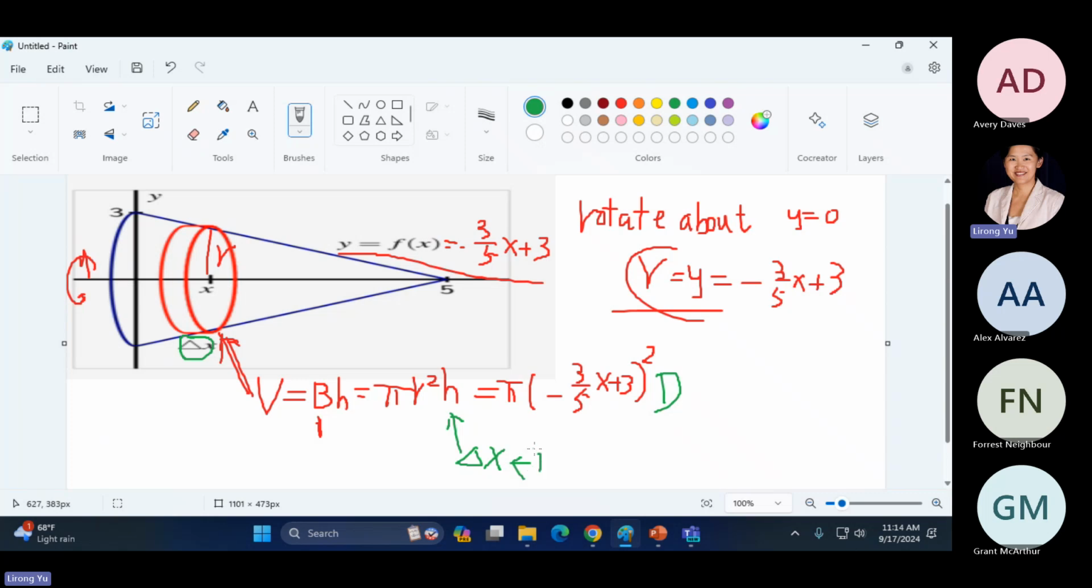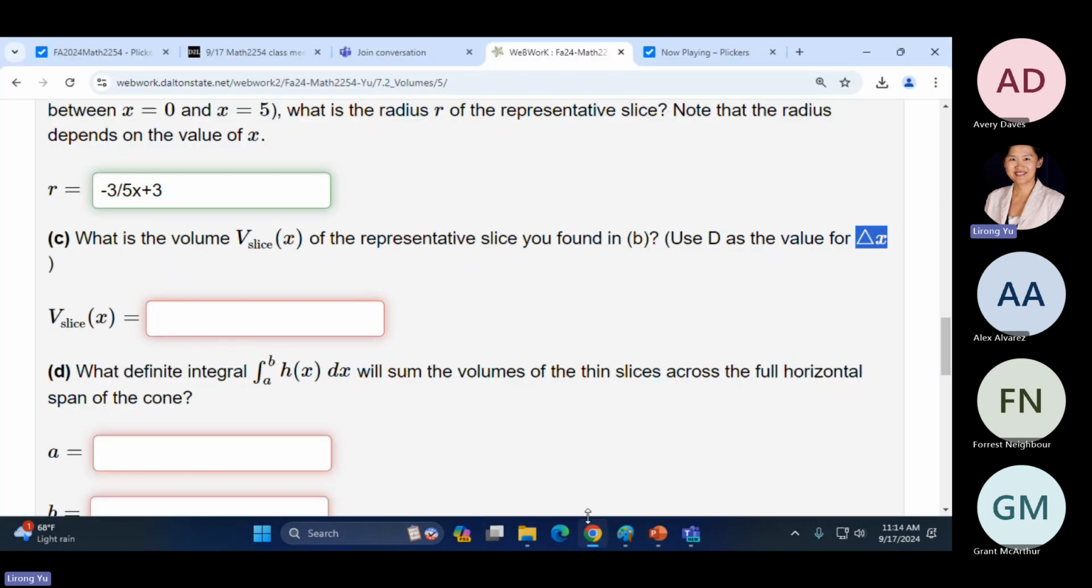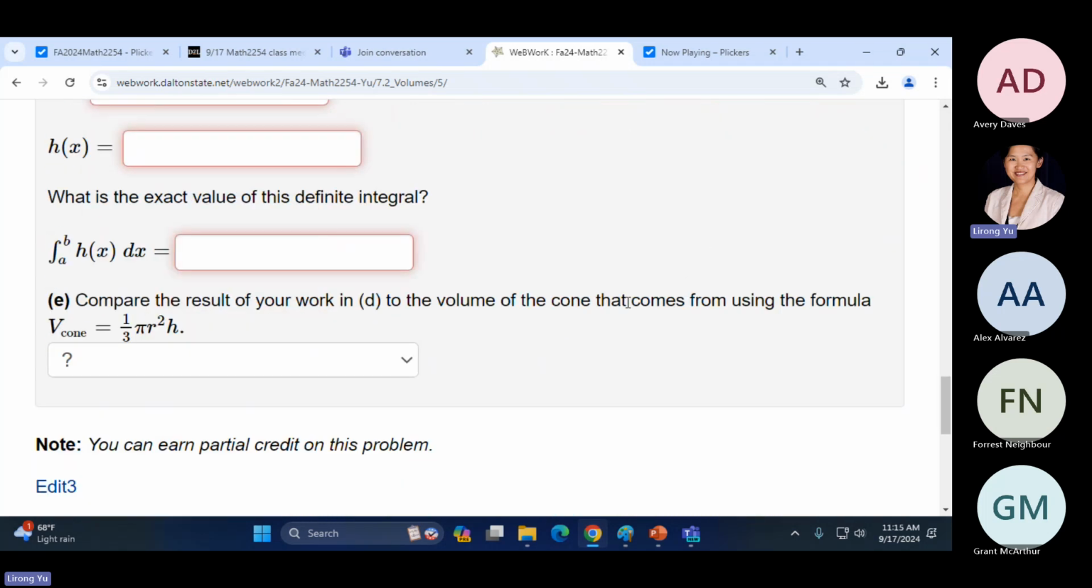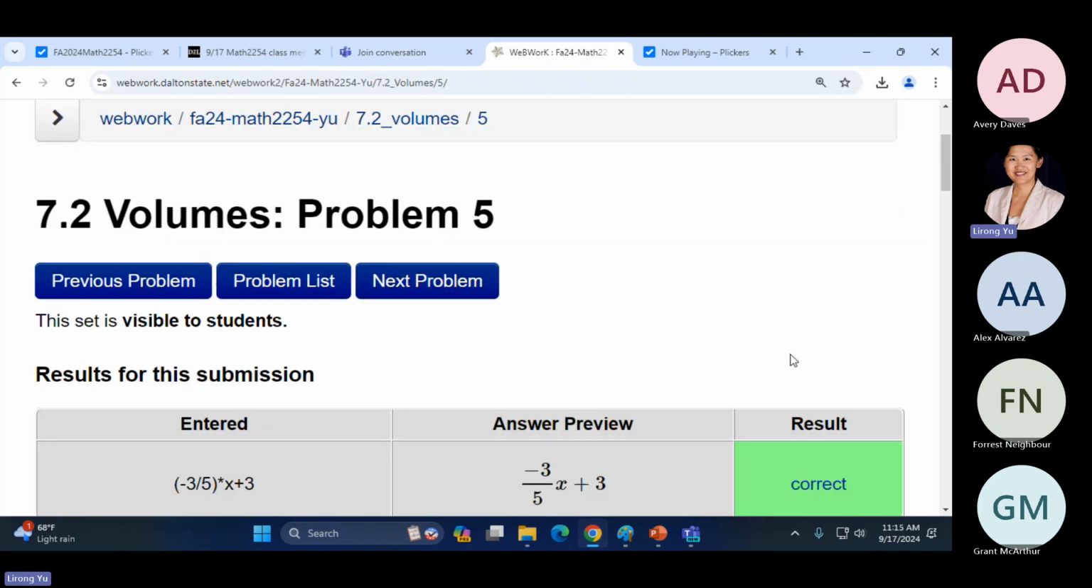That's the d that we're using for delta x. I guess that's what we're going to enter there. Okay, so let's see how it will look. So we go pi times, and for A and B, I copied it, and then we square that. That's pi r squared, and then we multiply by the delta x, which is d, and that's part C.